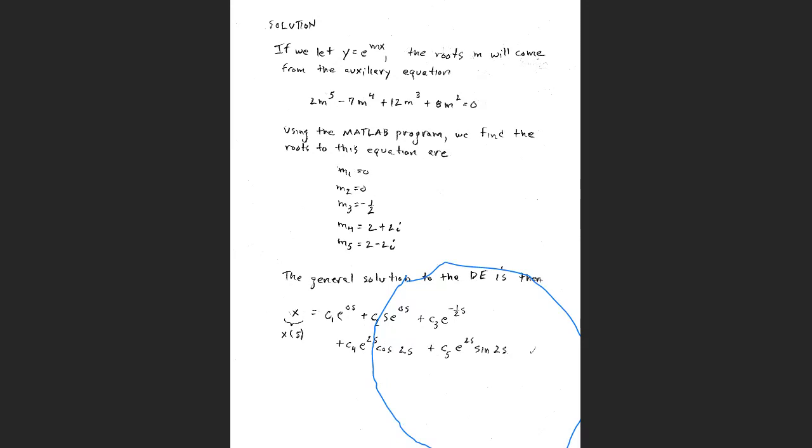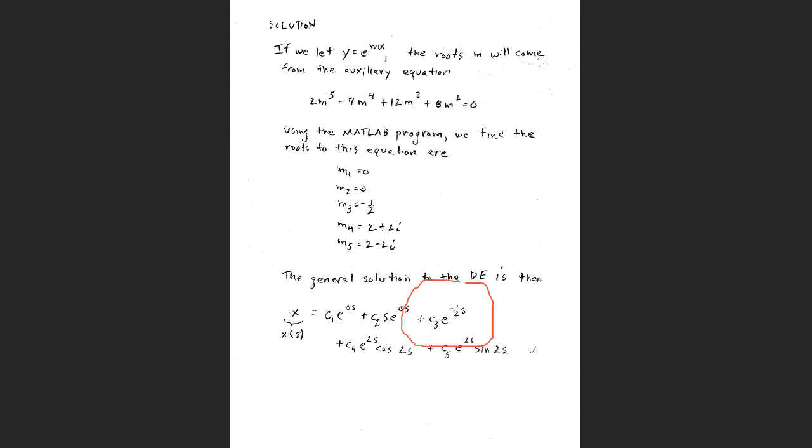So here, when we had m1 equals 0, m2 equals 0, is that case 1, case 2, or case 3? What kind of roots are m1 and m2? m1 equals 0, m2 equals 0. Good, those are repeated roots.